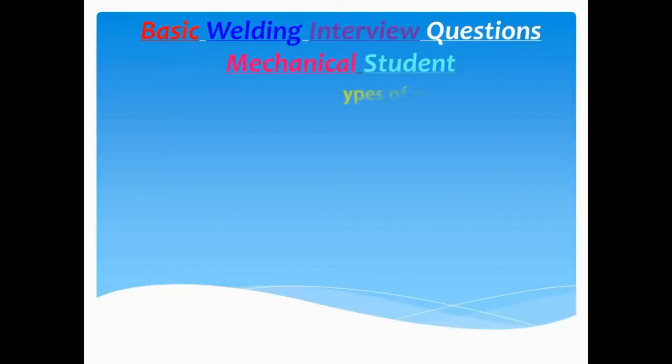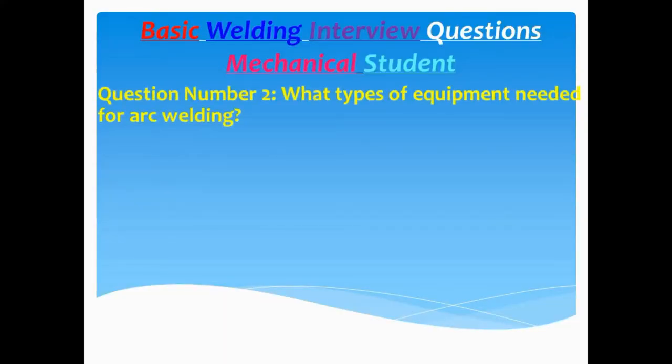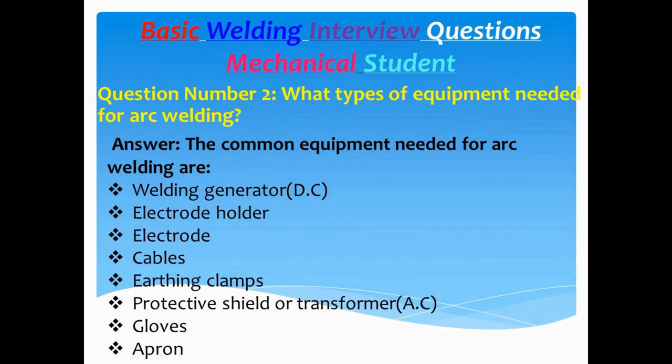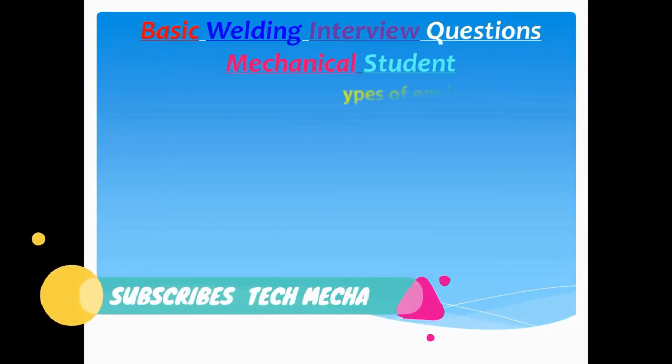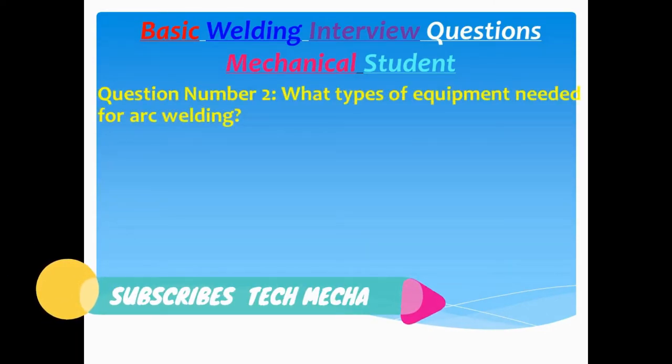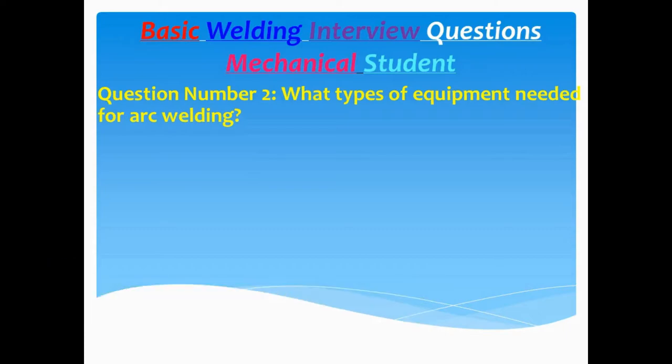Question number 2. What types of equipment are needed for arc welding? Answer. The common equipment needed for arc welding are welding generator or transformer, DC or AC electrode holder, electrode cables, earthing clamps, protective shield, gloves, apron, chipping hammer, wire brush.